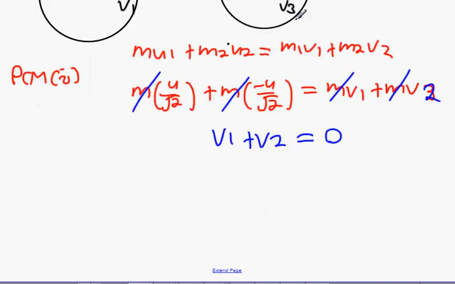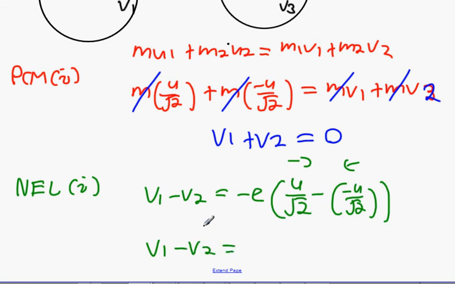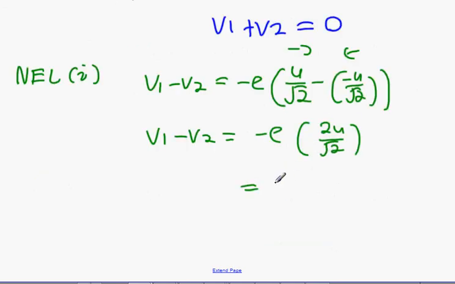And what we're going to get is v1 plus v2 ends up to be 0. And then we're going to go for Newton's experimental law, NEL. Okay, and it's going to be along i. Now, along the i axis we have v1 minus v2 ends up to be minus e into u1 minus u2. u1 is u over root 2 to the right, minus u over root 2, that's going to the left. So there's a double negative there. So what's it going to be? It's going to be minus e bracket 2u over root 2. Now 2u over root 2 is the same thing as root 2, since 2 divided by root 2 is root 2. So v1 minus v2 is minus root 2 eu.